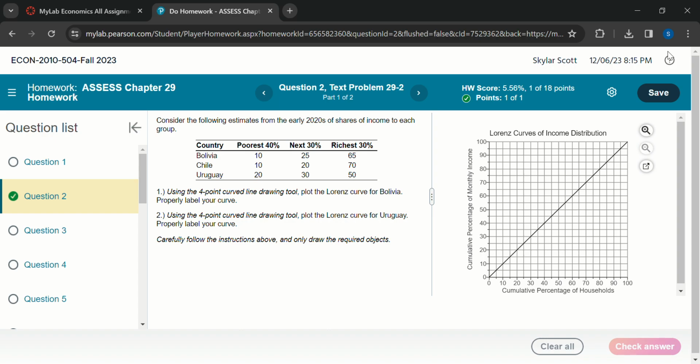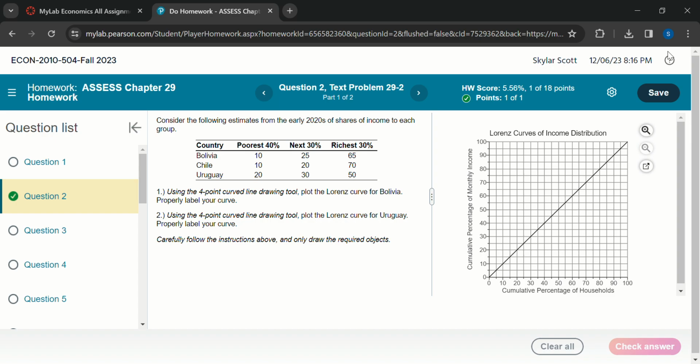I got a question in regard to chapter 29's homework, this time taking a look at question 2. Question 2 is going to deal with the Lorenz curve. In our lecture, I went over some of the disadvantages of the Lorenz curve, but the Lorenz curve comes with a very key advantage, and that is it's simple and easy to understand.